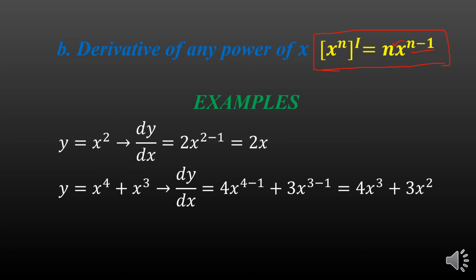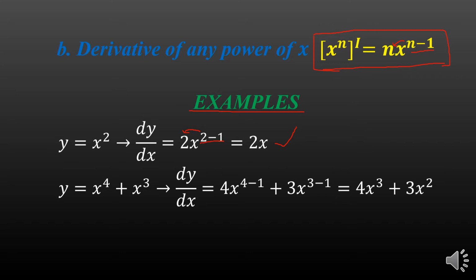Fine, let's look at examples. The first example is y is equal to x squared. In order for us to find dy/dx, like we said, we bring down 2, so it becomes 2x to the power 2 minus 1, because we take away 1 from the power. So 2 minus 1 is 1, and our answer there is 2x.